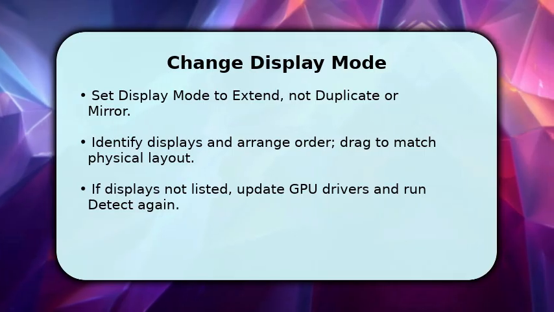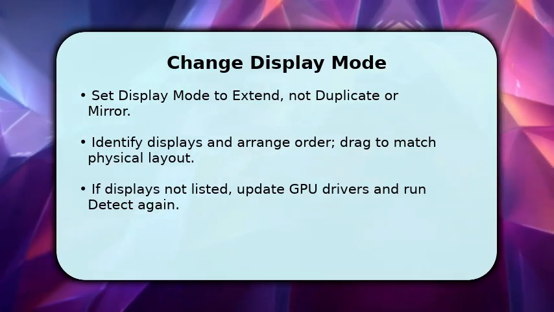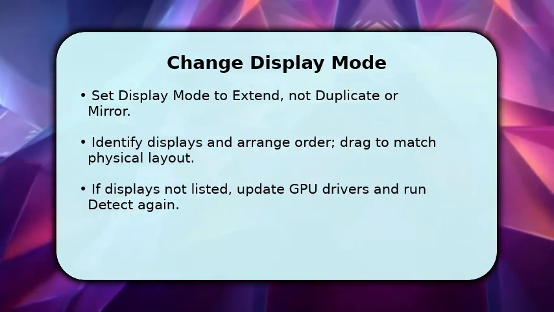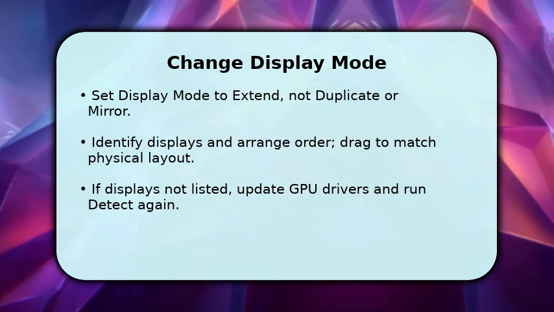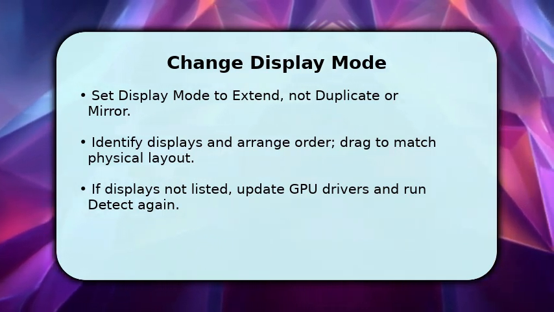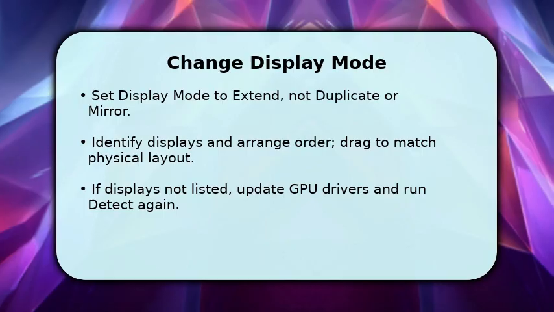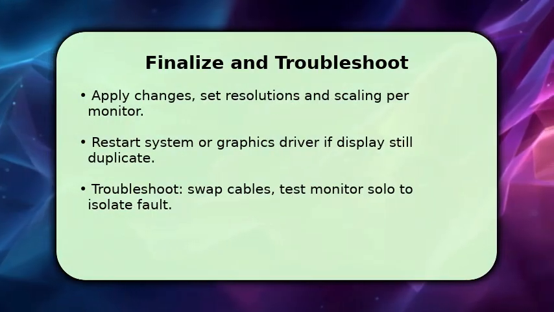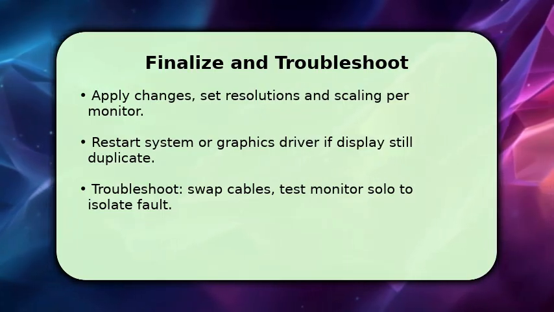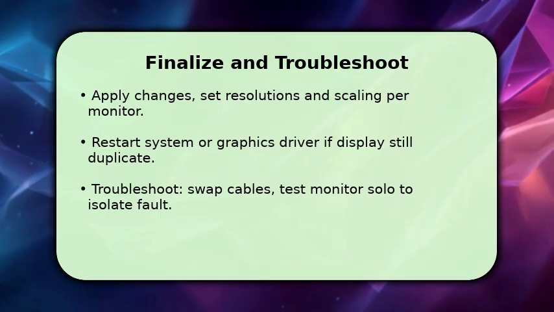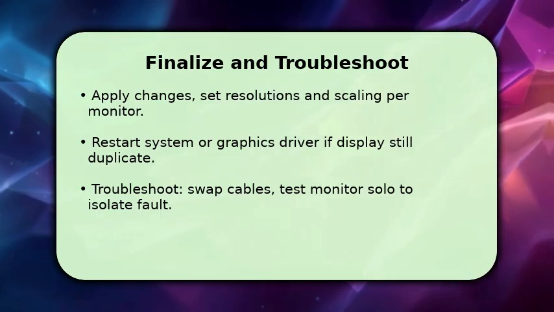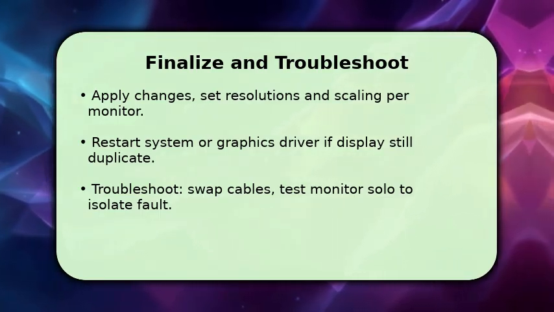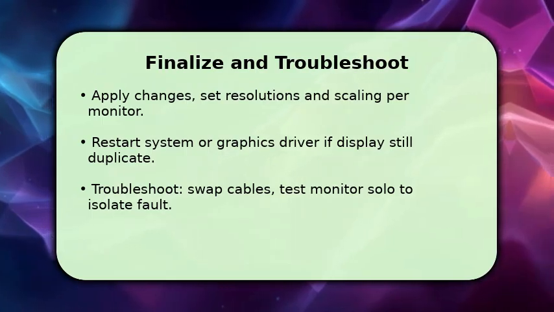If a monitor still shows the same content, update the graphics driver through Device Manager or the GPU control panel and rerun Detect. Driver refreshes finish by applying display changes and optimizing resolution and scaling for each screen. Mismatched settings can force fallback mirroring. Once set, restart your PC or reset the graphics driver with Win+Control+Shift+B to clear lingering states.